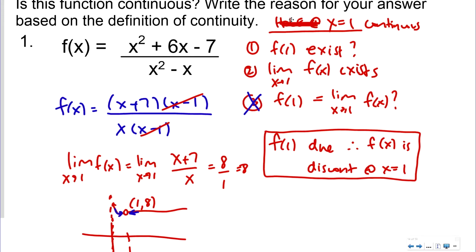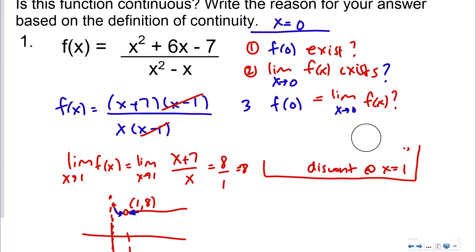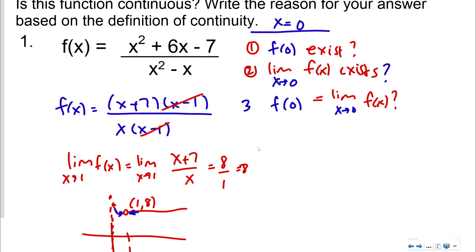Let's look at the vertical asymptote. So let's do the same thing, but let's look at x equals 0. What happened at x equals 0? Okay, so we're going to do the same thing, but we're going to wonder if there's any one of these things that we can show isn't true. And if we can show that, then we can say that there is a discontinuity at x equals 0, and this function is discontinuous. So does f of 0 exist?